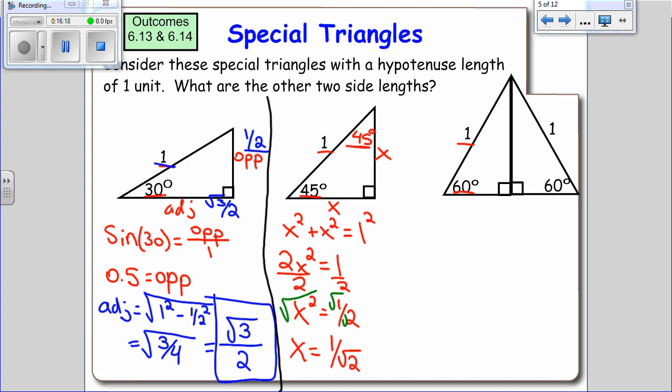Our final step, this thing is not a good enough answer because it's got a root sign on the bottom, which we did do some review on. So you need to rationalize your denominator, which means you need to multiply the top and the bottom by root 2. When you do that, you end up with root 2 over 2. And that'll be our answer for both sides. Root 2 over 2, root 2 over 2.